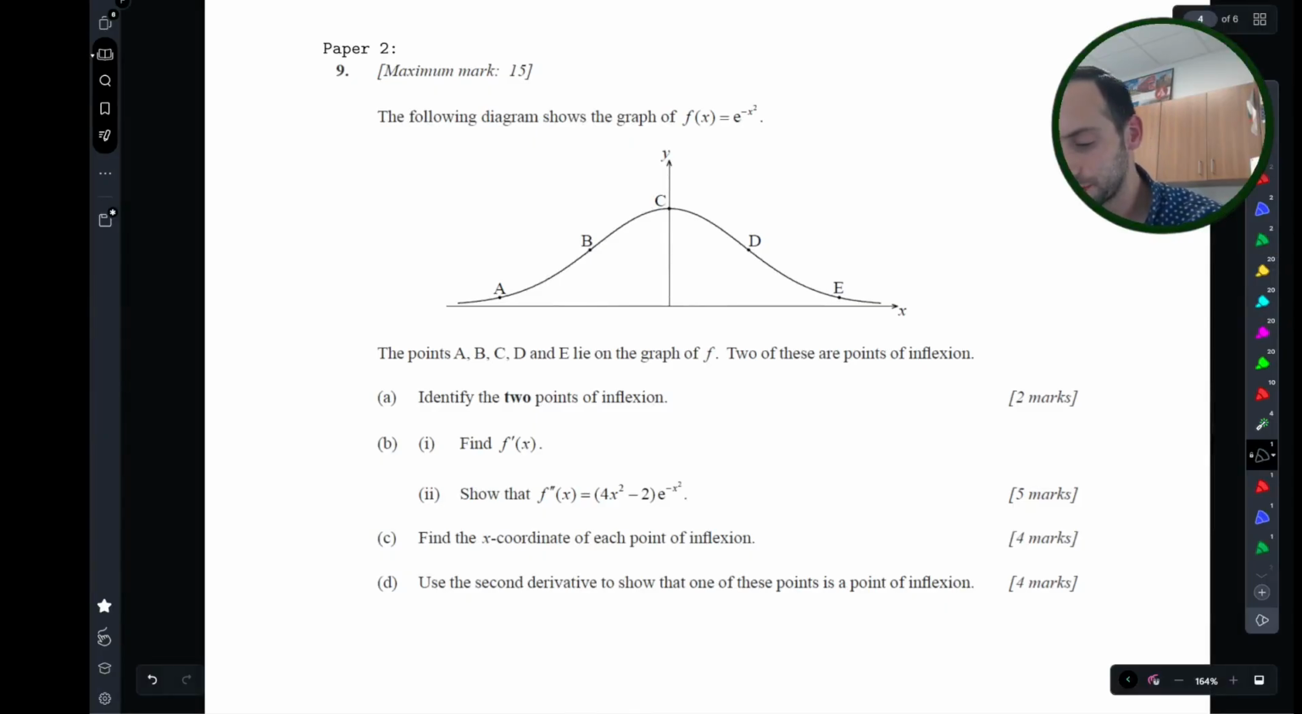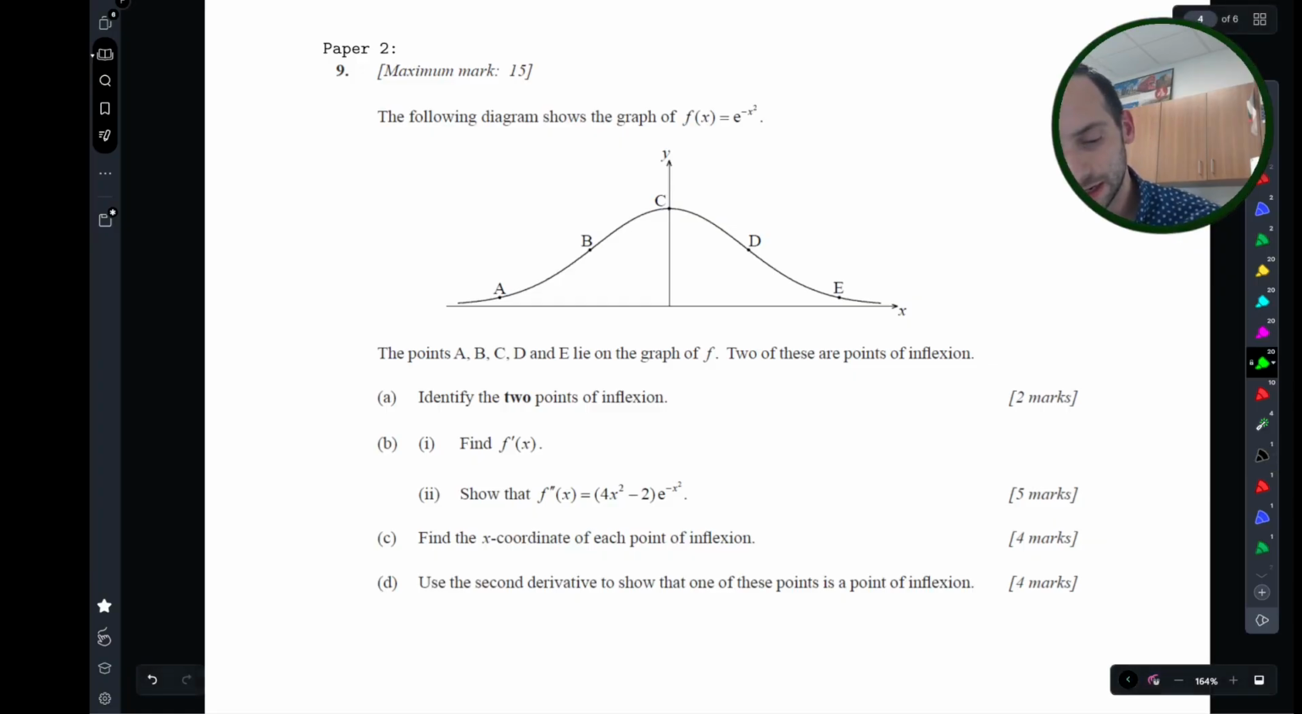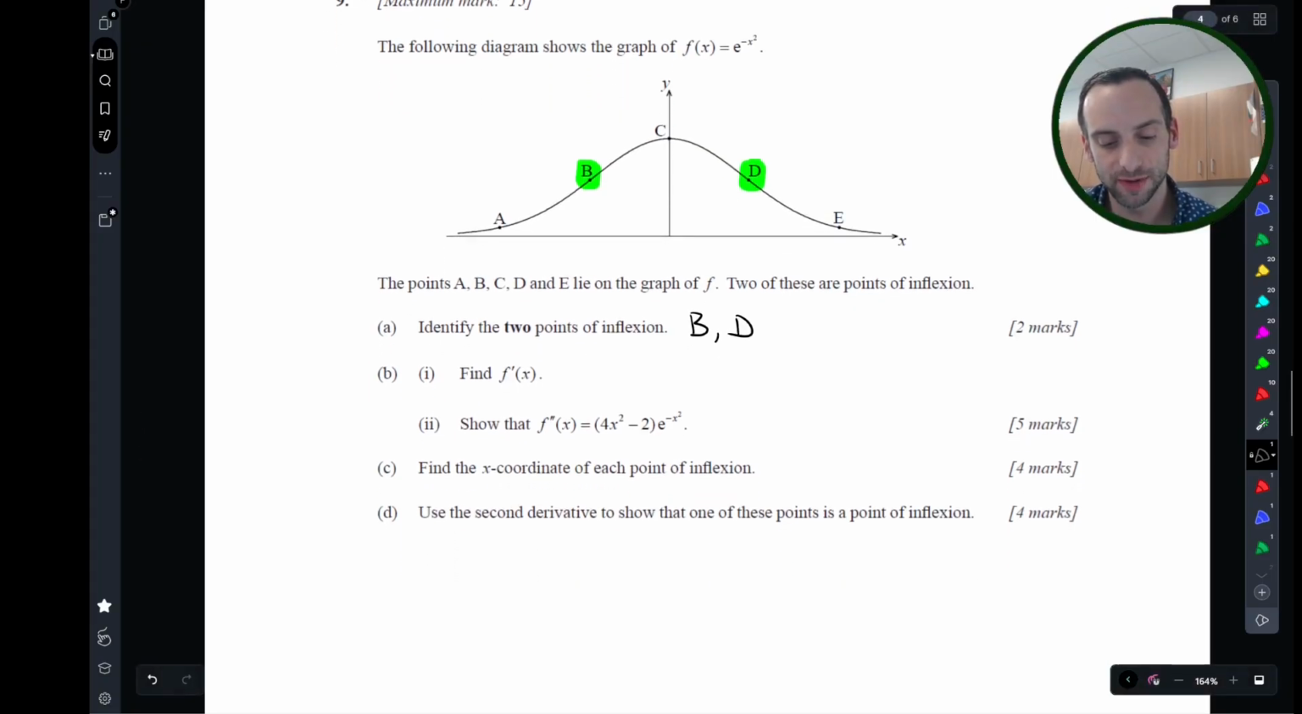We're starting with a paper 2, so calculator allowed. They give us a graph of e to the negative x squared, and they label some points, A, B, C, D, and E. Tell us 2 of these are points of inflection. We're asked to identify those 2 points of inflection. Well, hopefully you know what a point of inflection looks like. It is where the graph changes concavity, and visually that would be B and D. If you're not up to date on your points of inflection, please feel free to go back and watch my previous video on that. Part B, we're asked to find f primed of x, the derivative.